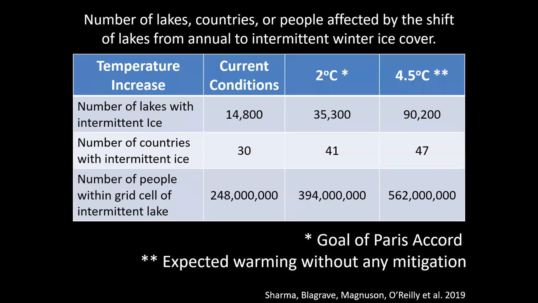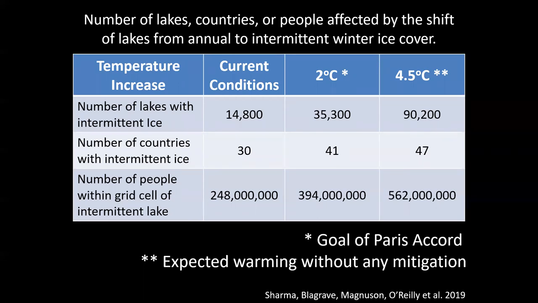Well, again, I want to bring us back to people. If we take these conditions, current conditions, 2 degrees warmer, which is the Paris Accord, 4.5 degrees, which is an estimate of expected warming without any mitigation of greenhouse gas release, and we look at the number of lakes with intermittent ice, the number of countries that have a lake with intermittent ice, and the number of people within one grid cell of intermittent ice. Sorry, I can't quite tell you how many miles that is from the lake, but it's a grid cell in which the lake sits.